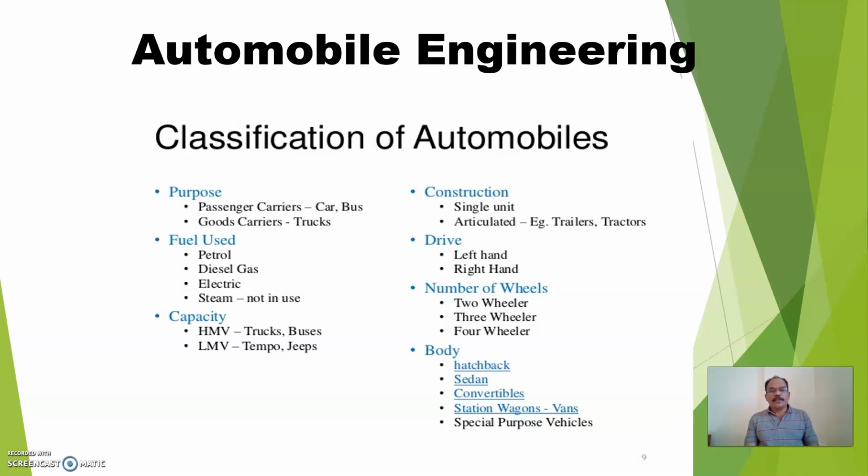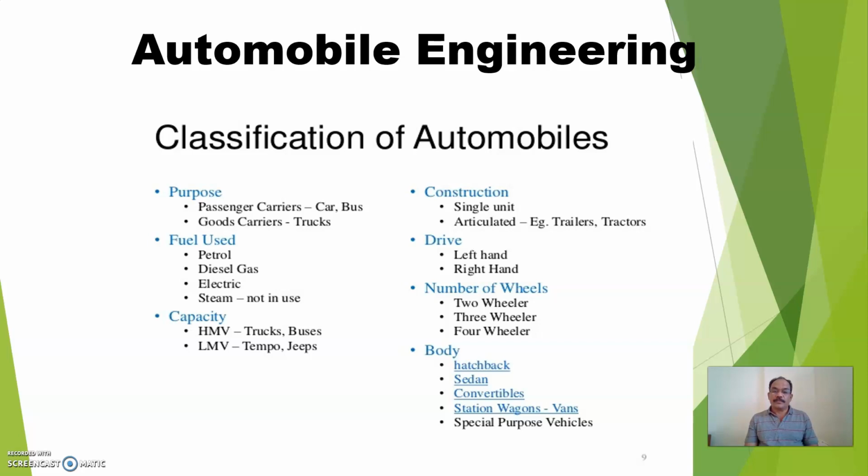In another way, on the same basis, classification is made by purpose, whether it is a passenger car or goods carrier. Fuel use, we have discussed that: petrol, diesel, gas, electric, steam, though steam is not used nowadays. Capacity: heavy motor vehicle or light motor vehicle, heavy transport vehicle or LMV, light motor vehicle. Then construction: single unit, or articulated, where a trailer or tractor is attached to the vehicle.